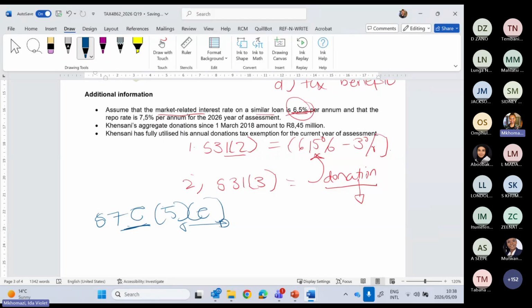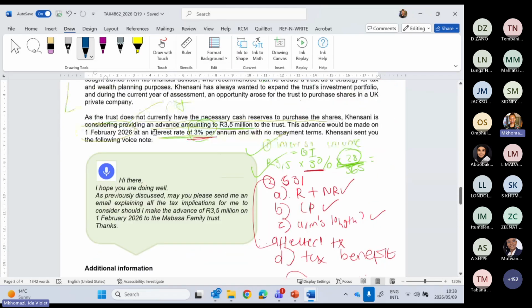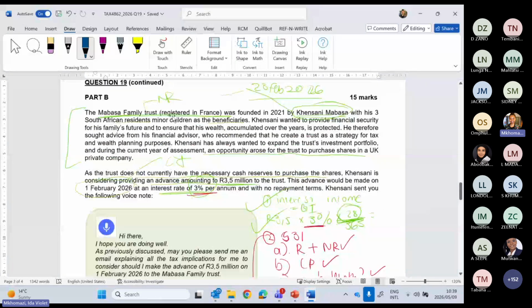Please go through this question again. Make sure that you are comfortable with transfer pricing. It's a topic in topic 3 that we like to test, so make sure that you are comfortable with it. And if you are unsure of anything, please do book a consultation with myself or with any of the lecturers.